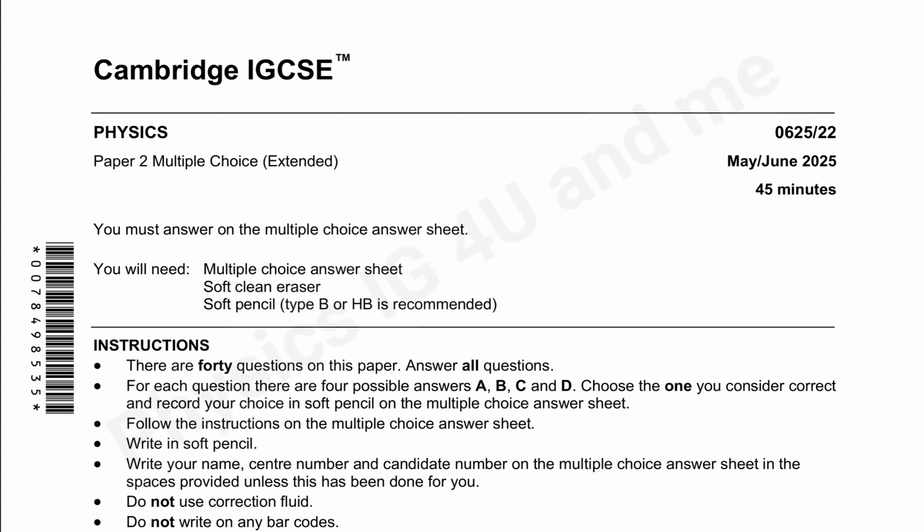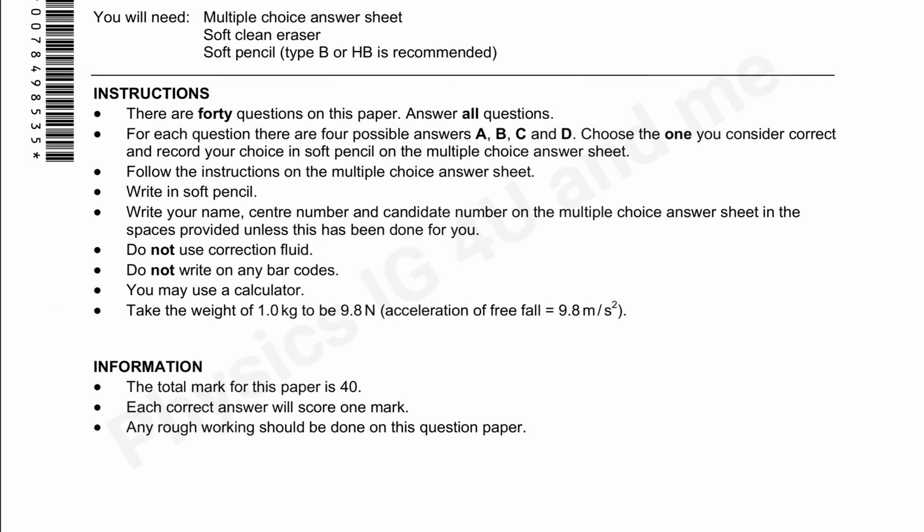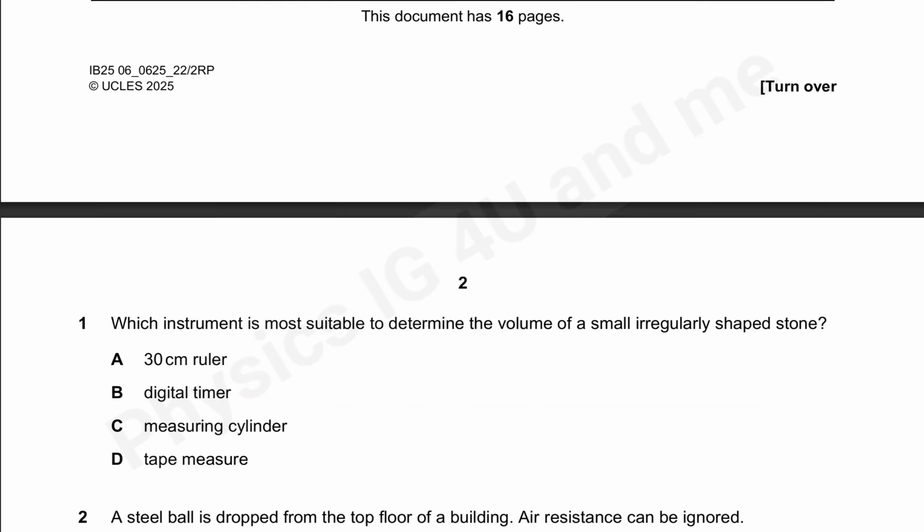Today we're solving paper 2 multiple choice physics 2025 May June, of course, variant 22. Let's start with the first question here.